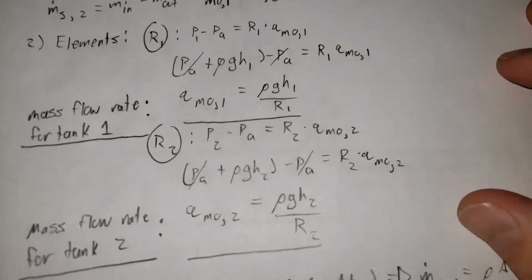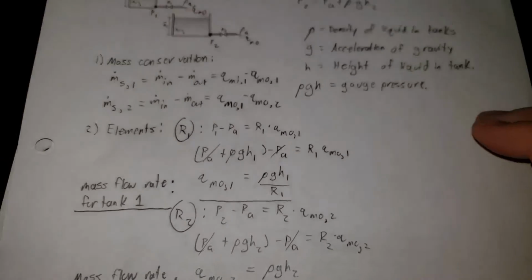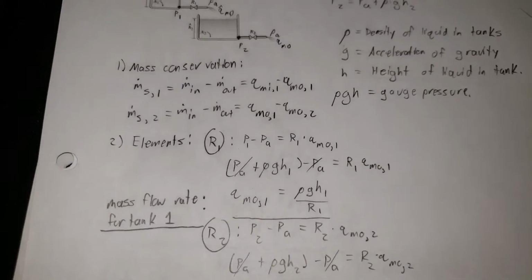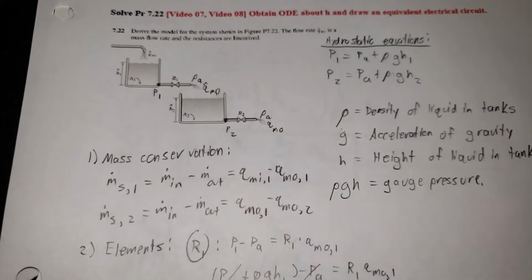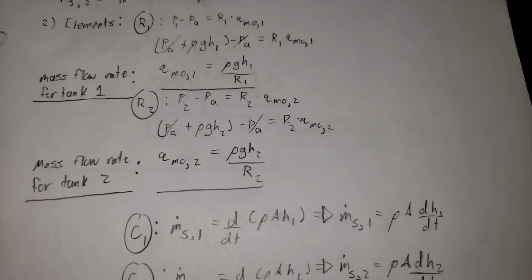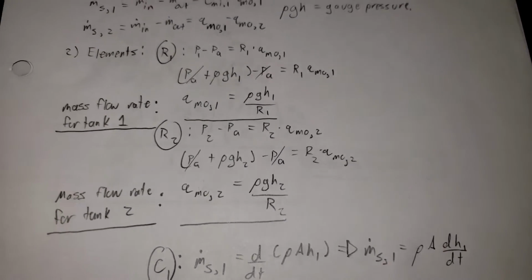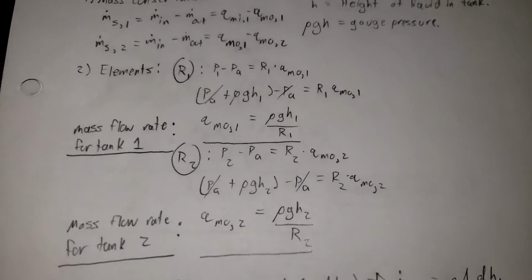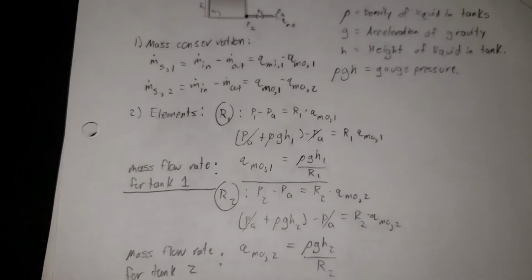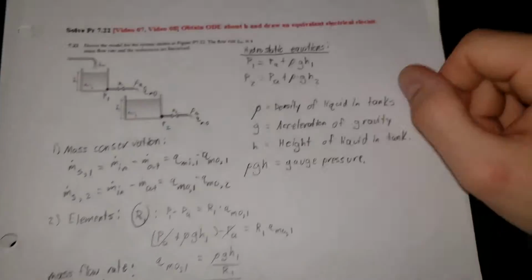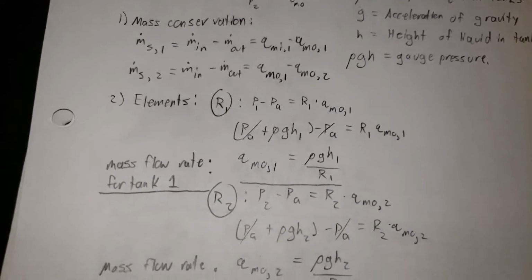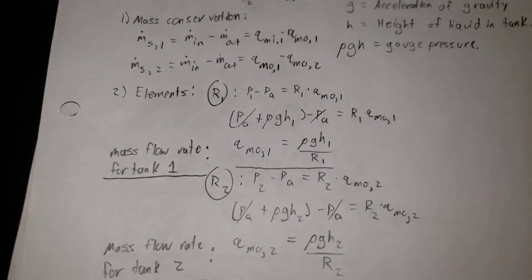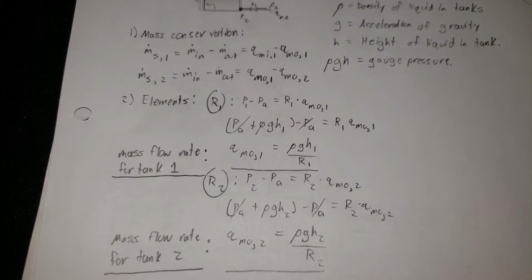For our resistor 2, it's pretty much going to be the same idea as resistor 1, but we're going to have P2 going into that resistor and PA coming out. And that's going to equal R2 times the mass flow rate of QMO2. For these two equations, we know that we have P1 and P2 up here from our hydrostatic equations, which we can plug into these two equations to rearrange to solve for the mass flow rates coming out of each tank.